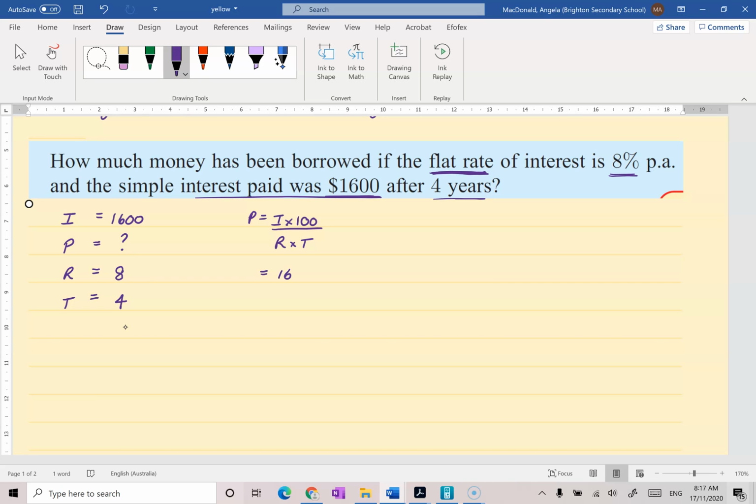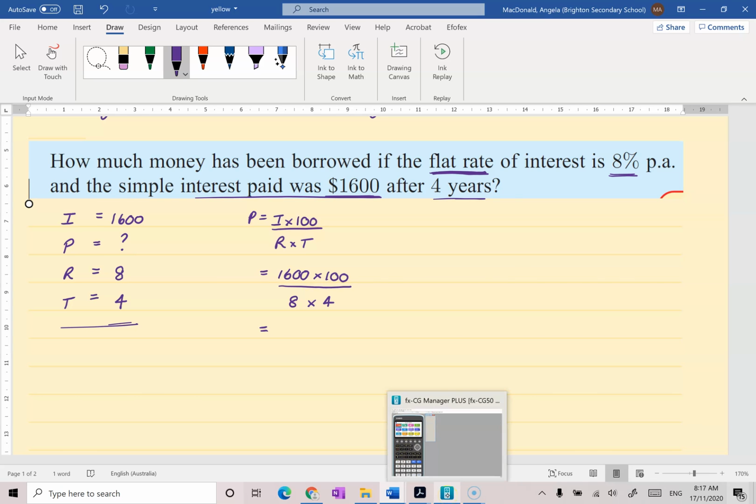So your interest, you've said, is 1,600. It says times 100, so we pop that there. The rate, if you've got all of this information here, makes for a really simple problem. 8 times 4. We go to our calculator, pop that in and you'll get your answer, and just make sure that you do put the units because in this case it's dollars. If you did a similar question and you're finding the time, then please put it in years, and of course the rate would be percentage.